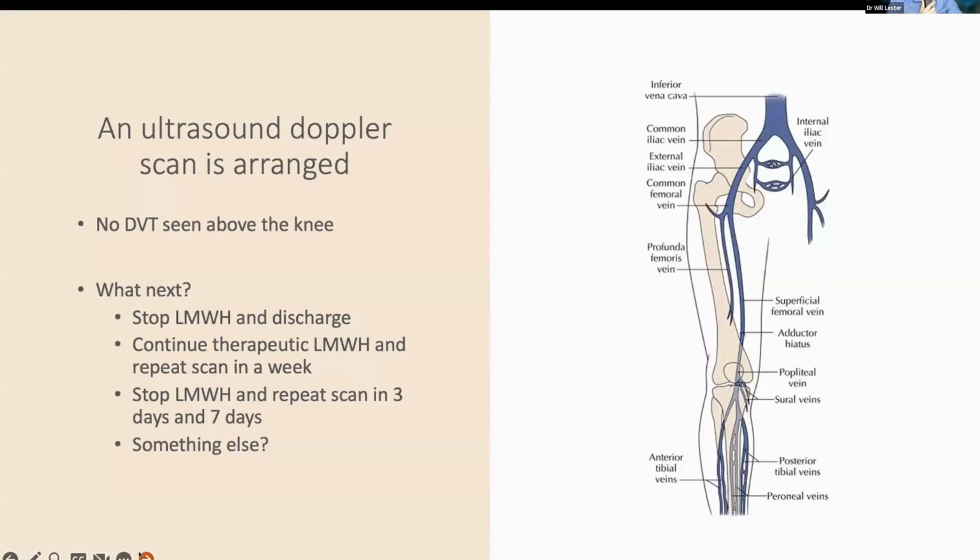So what do you do next? Do you stop the low molecular weight and discharge? Do you continue therapeutic low molecular weight and repeat the scan in a week? I can tell you now, if you do that, you won't see anything, because how can a clot show itself if you're giving therapeutic anticoagulation? The third option is stop low molecular weight and repeat the scan in 3 days and 7 days. That is actually in the RCOG guidance.